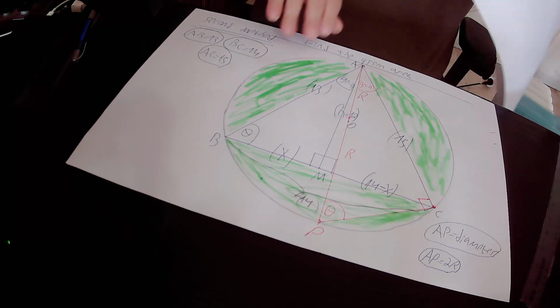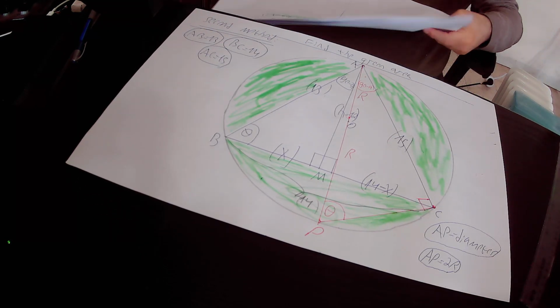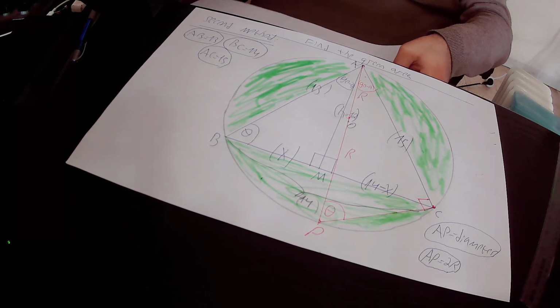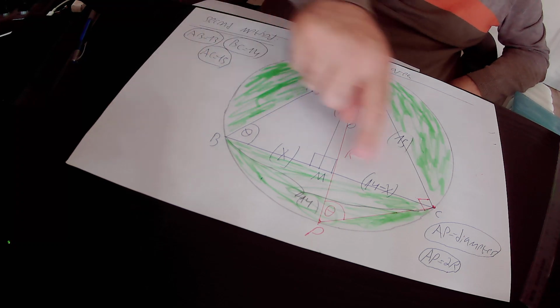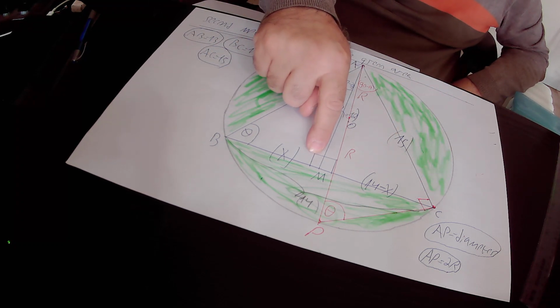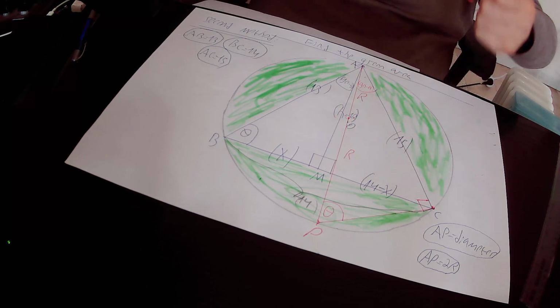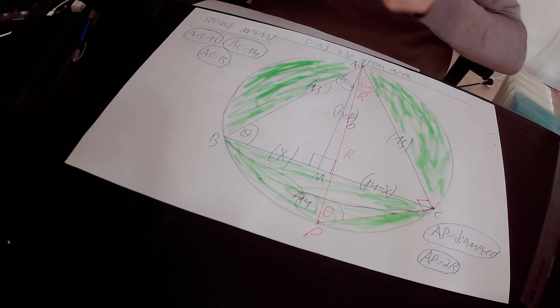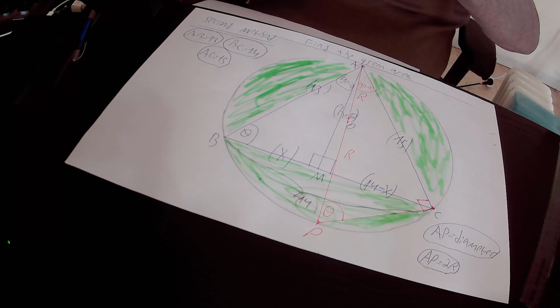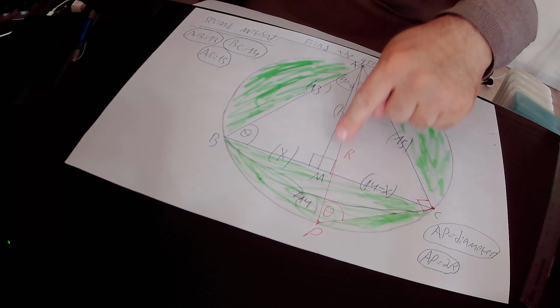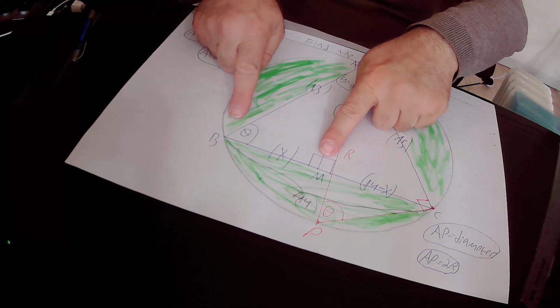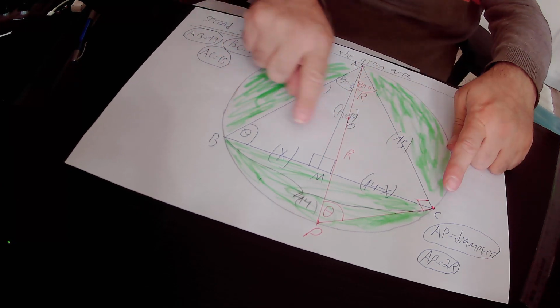In the second method, we did the construction, that is to say from point A, we draw perpendicular on BC. That is to say this angle equals 90 degrees and this angle equals 90 degrees according to our construction. We define the touching point of the perpendicular from point A and BC as M. Then we define the length of side AM as H. We define the length of side BM as X. What is the length of side CM?